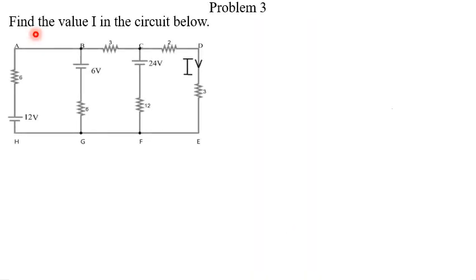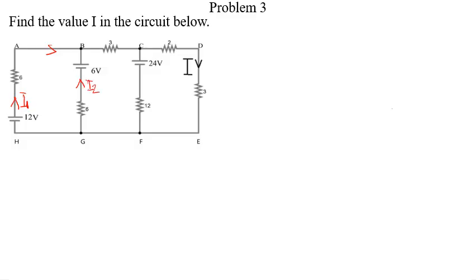Question 3 says find the value of I in the circuit below, and we realize that I is the current that is passing through the branch D and E. So we have to find the current passing through this. To find the current, we first of all analyze the circuit. So let us say the current that this 12 volt source delivers is called I1. The same I1 comes here. Then the current that this 6 volt source delivers is called I2.